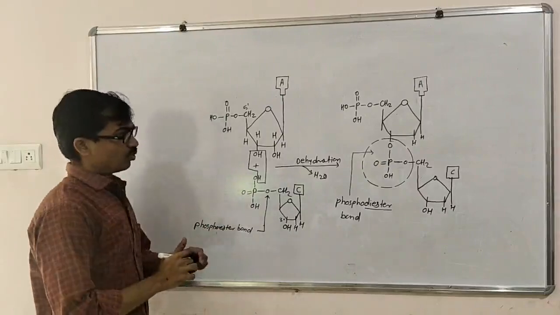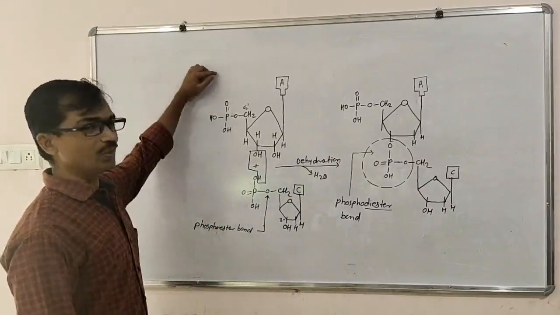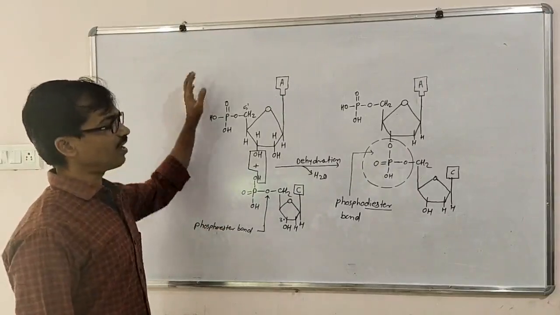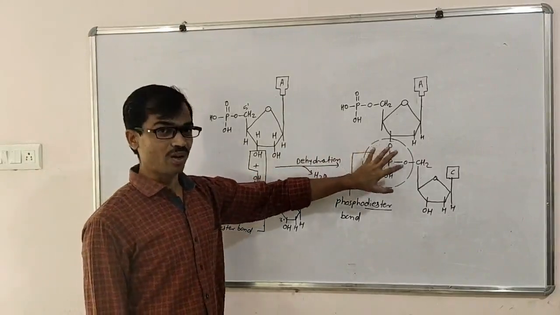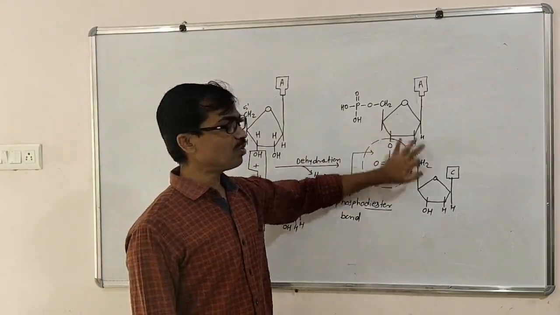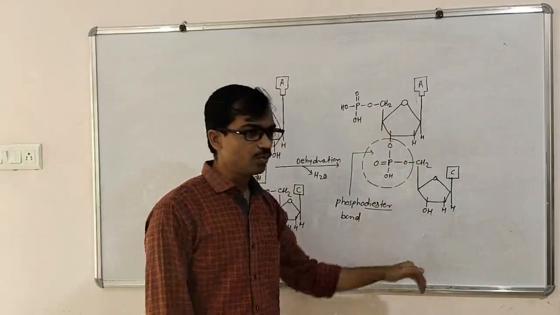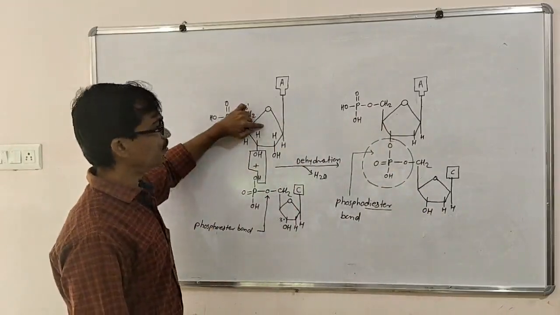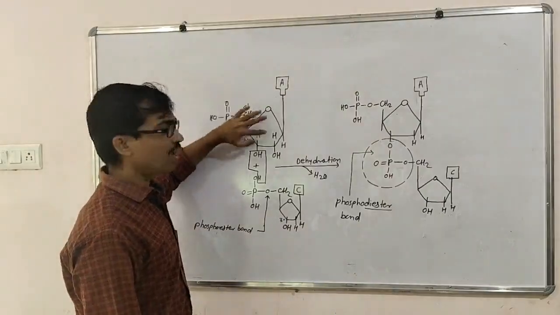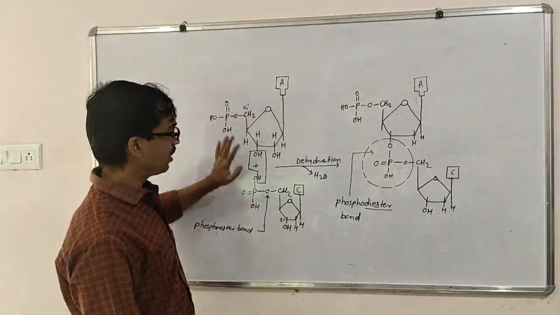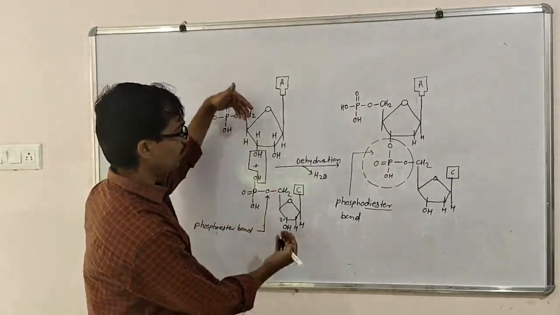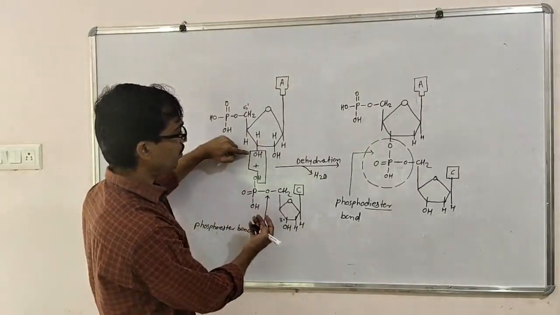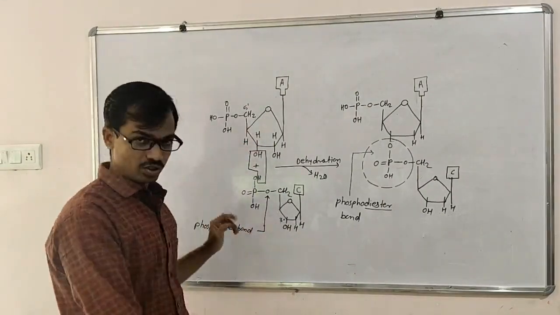Okay, so we studied different components of the nucleotides. Now we will study how a phosphodiester bond forms between two nucleotides and how then a polynucleotide chain is synthesized. Suppose this is the first nucleotide at the 5' end of the polynucleotide chain, and this is the second nucleotide which is trying to get attached with the 3' end of the first nucleotide.